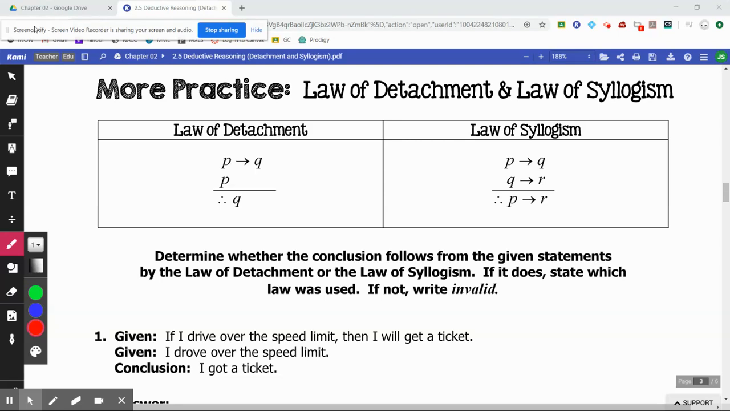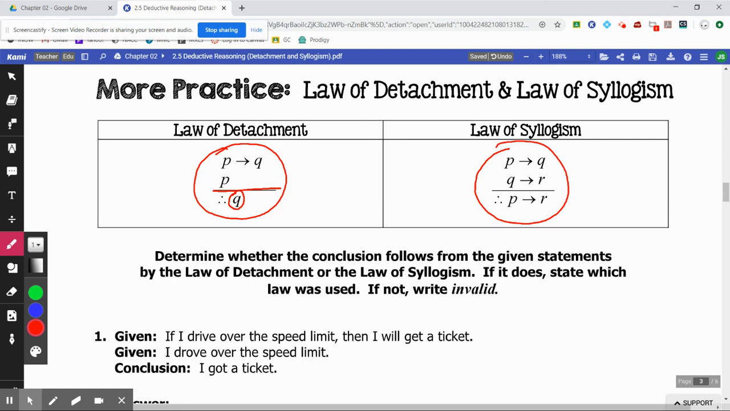Okay, a little bit more practice with the law of detachment, the law of syllogism, and just a reminder of each. Law of detachment: if P implies Q is true, and we also know that P is true, then we would imply that Q is true. Law of syllogism: if P implies Q and Q implies R, like dominoes, if the first implies the second implies the third, then the first ultimately implies the third.